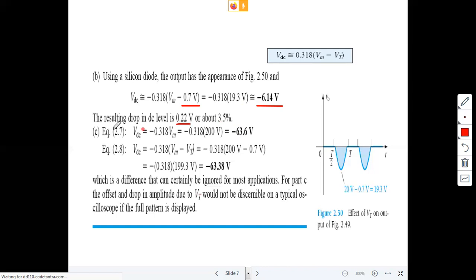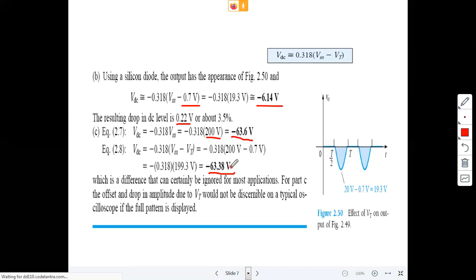Now again, the third case is if Vm is increased from 20 volts to 200 volts. What is the third case? The input signal, previously 20, is now increased to 200 volts. Now what happened here? The result is minus 63.6 volts if it is an ideal diode. If it is a practical diode, it is minus 63.38 volts, right?